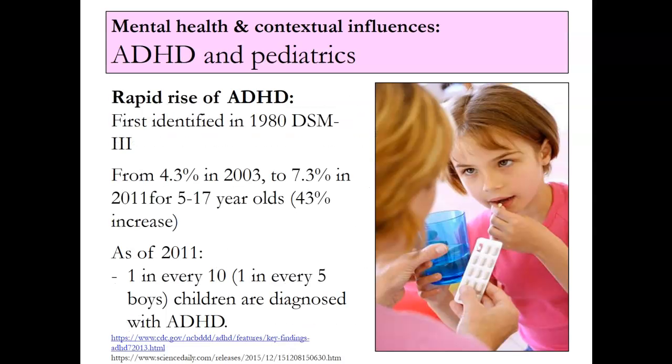Okay, so let's shift now to ADHD. Another example of contextual mental health influences. ADHD, attention deficit hyperactive disorder, it's just exploding in this country. We first started diagnosing it in 1980. This is kind of dated data, but it's gone from 4.3% in 2003 to 7.3% in 2011, a 43% increase. I'm guessing it's even higher now. As of 2011, 1 in every 10 children and 1 in every 5 boys are diagnosed with ADHD. This is like a big boy thing, not only boys, but a lot of boys.